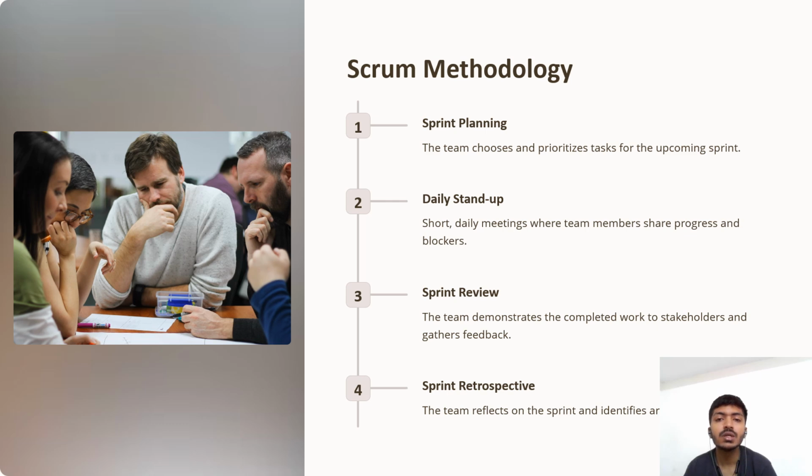Then, sprint execution. The team works on the tasks defined in the sprint backlog. They hold daily scrums to ensure alignment and address any impediments. This ensures that the tasks are completed and achieve the sprint goal.